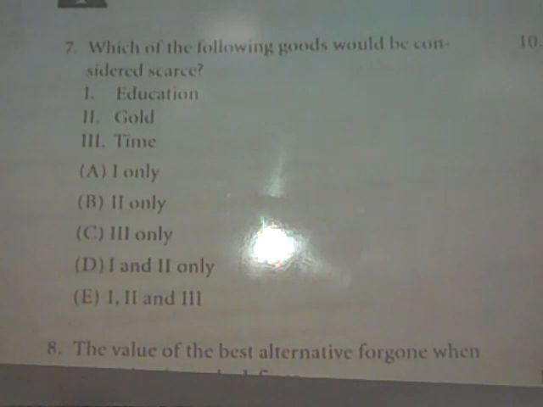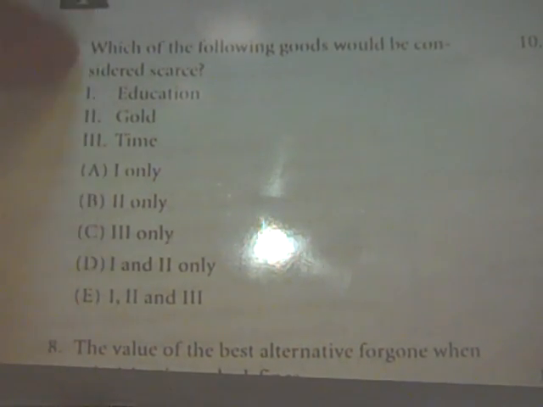You don't think that it's certainly desirable. It's certainly limited. There's only so much to go around. And you only have so many years of your waking life to get educated. So all resources, all desirable things are scarce. Unless you get into weird things like emotion, and love is unlimited. They won't ask you about philosophical stuff like that.